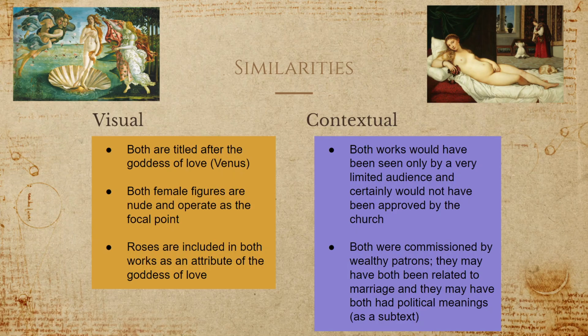Both were commissioned by wealthy patrons, so rich people buy paintings. Crazy. They may have both been related to marriage. Again, we're not exactly sure, but as goddess of love, she tends to get tied into marriage at this point. They both may have had political meanings as well, kind of talking about the elite of Venice, the not caring of the maids, or the loyalty of the dog. So the dog's sleeping, so she's not being loyal, and a lot of different symbolism. I'm losing my words. I apologize.